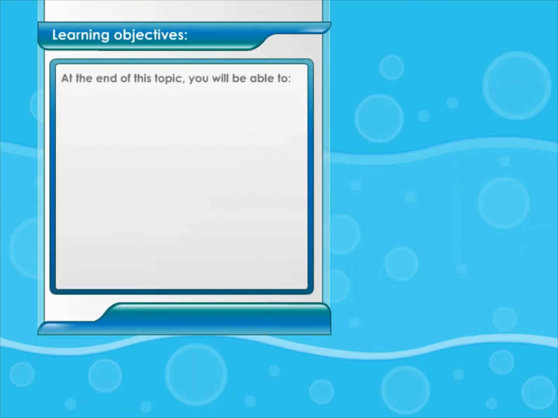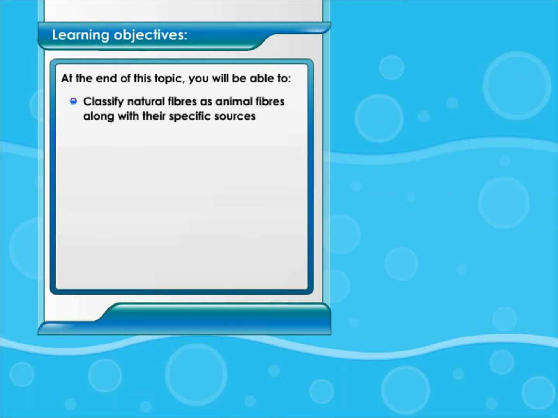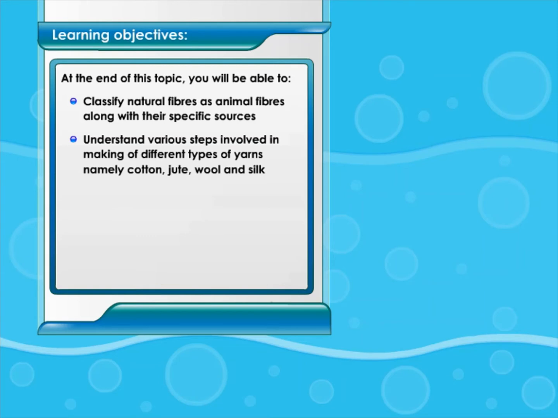Learning objectives. At the end of this topic, you will be able to classify natural fibers as animal fibers along with their specific sources. Understand various steps involved in making of different types of yarns, namely cotton, jute, wool, and silk.